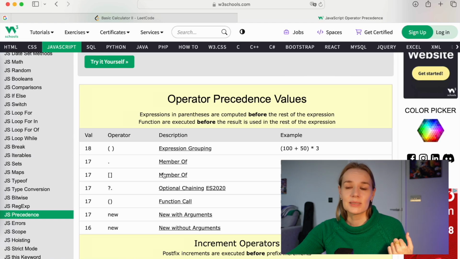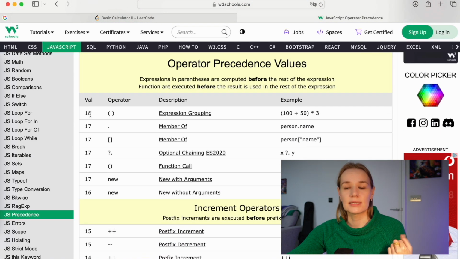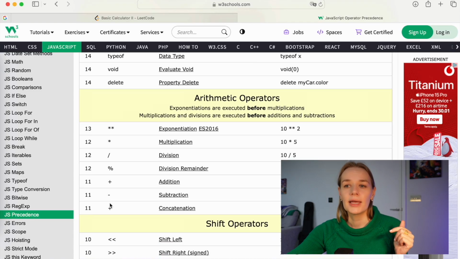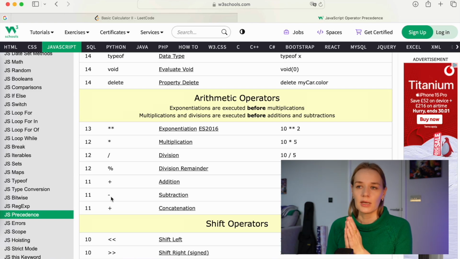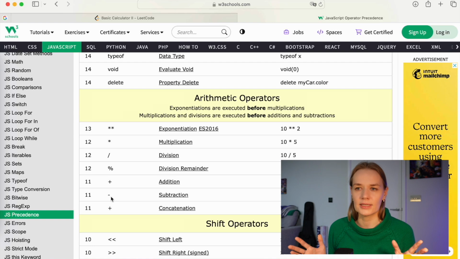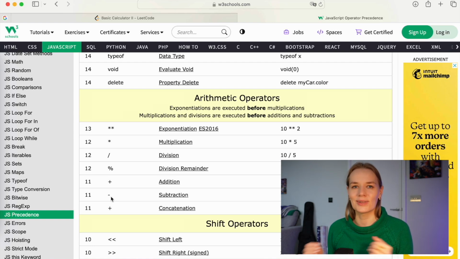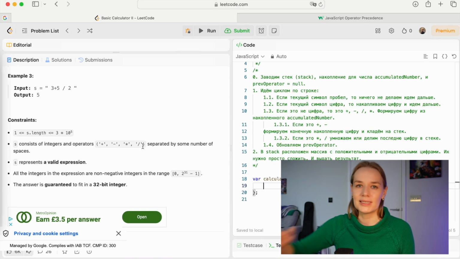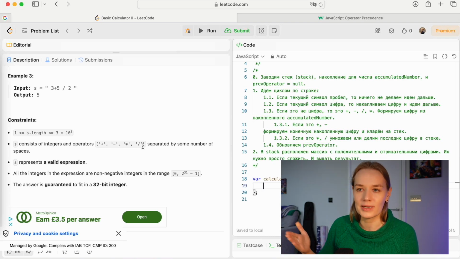Also about operators, I should say that they have different precedence. For example, braces have the largest value. Multiplication and division have 12, and addition and subtraction have 11. We all know from school math that plus and minus are calculated last, and multiplication and division we should calculate first. So this is tricky, isn't it? We should care about it. But thankfully we don't have many more operators here.